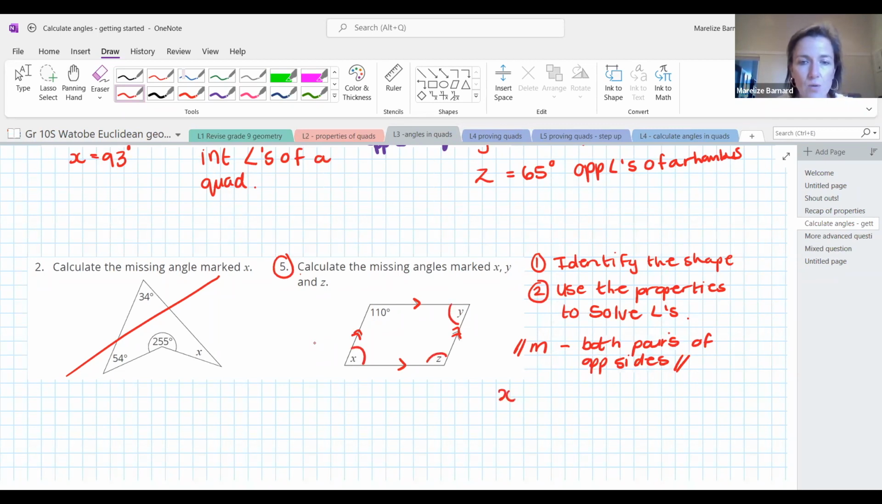What is X equal to? Put it in the chat with a reason. We're about 70 strong in this class at the moment, so I want to see a lot more answers in the chat with reasons.